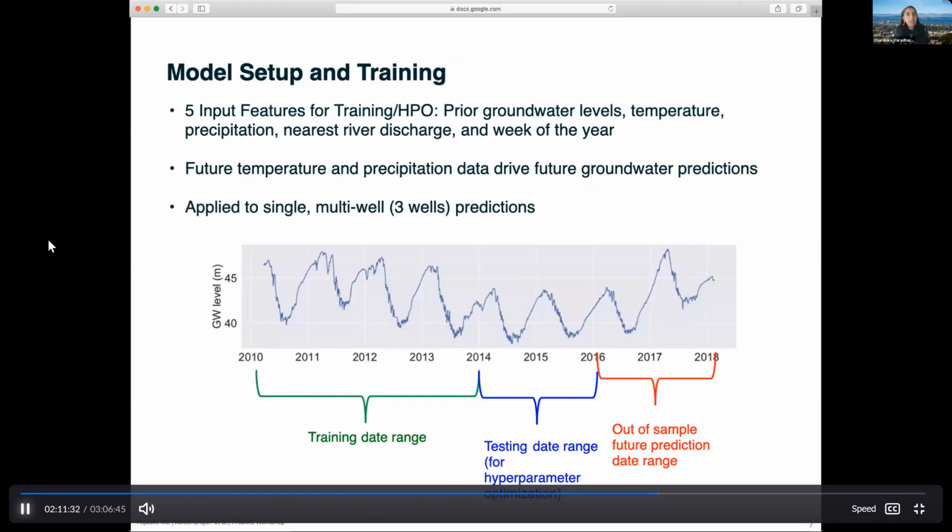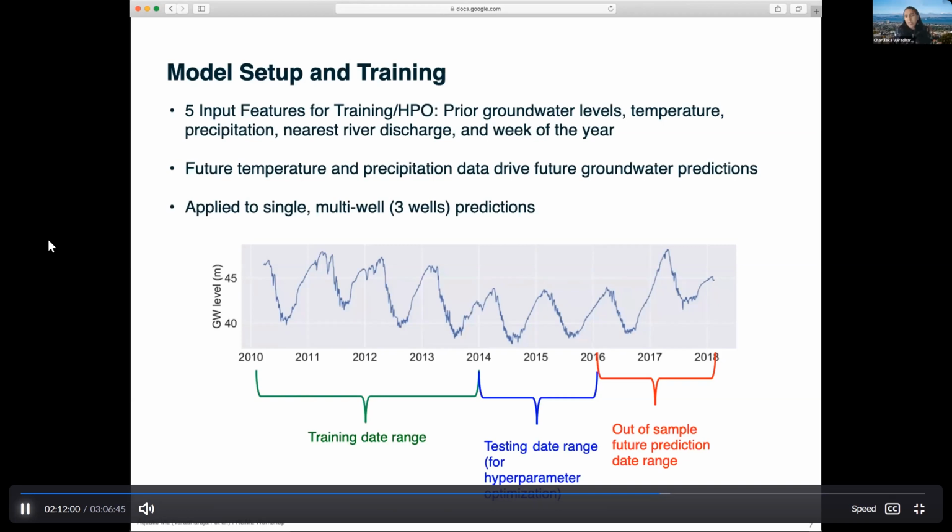So this was prior groundwater level measurements, temperature, precipitation, the nearest river discharge that was supposed to be indicative of surface groundwater exchange, and the week of the year, which was supposed to capture the seasonality. And for the out-of-sample predictions, we only used the temperature and precip data to generate the predictions, and these were applied to single and multi-well scenarios.